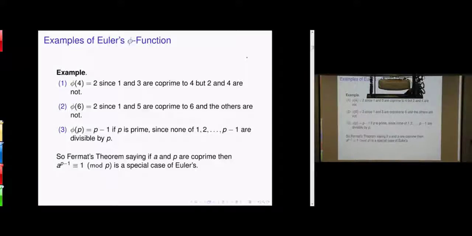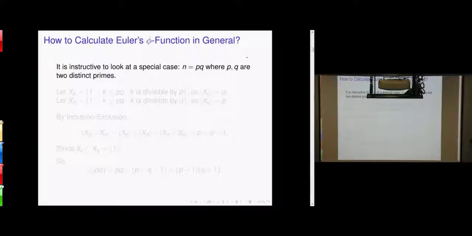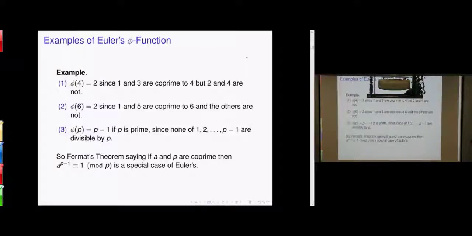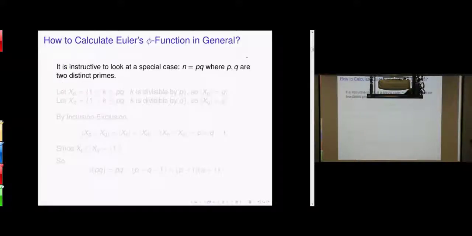Okay, so now we want to stay a little bit longer at Euler's phi function, so that we get some feeling. We see some examples of calculating phi. Now, is there a general formula or general algorithm which calculates the phi function? The answer is yes. Before we proceed, let's look at a special case. We are going to use only this special case.